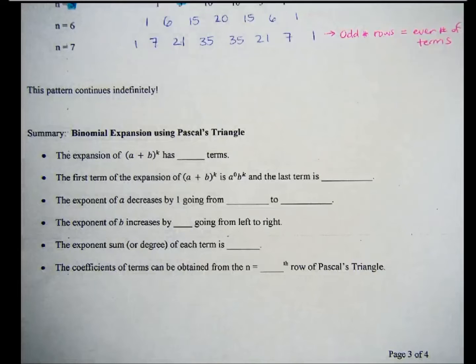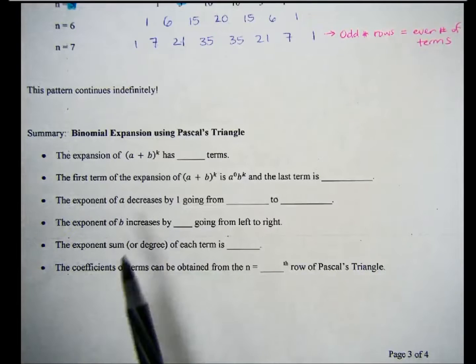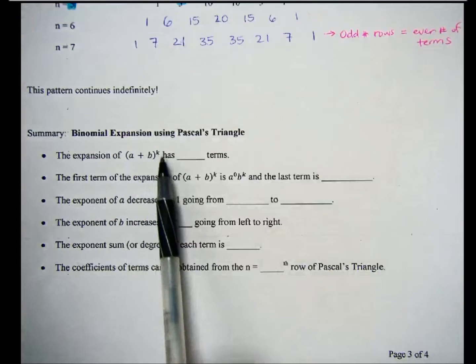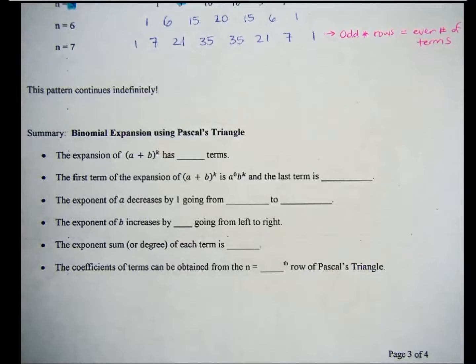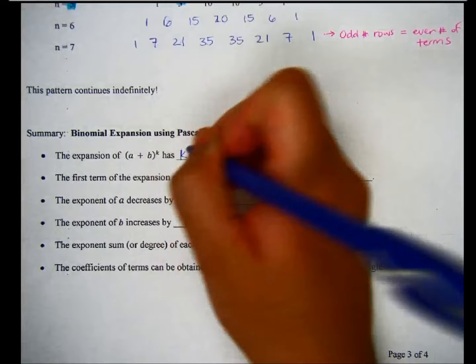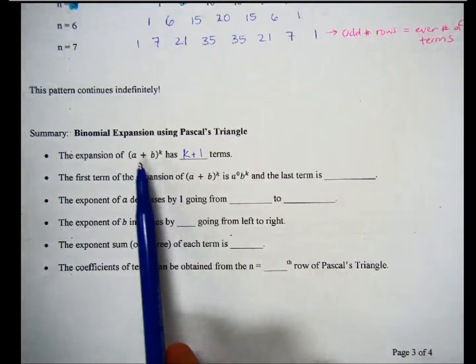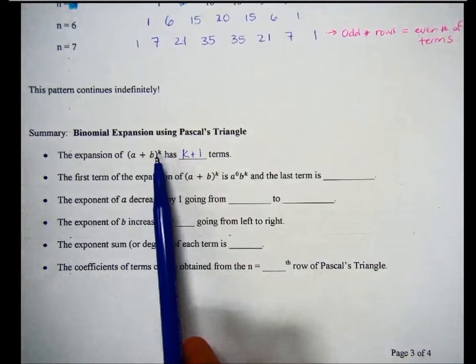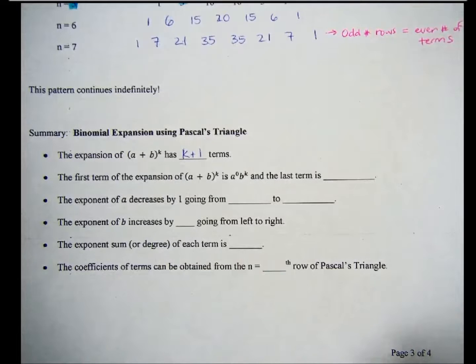Binomial expansion using Pascal's triangle. The expansion of a plus b to the exponent k is always going to have k plus 1 terms. So if the exponent is 4, then a plus b to the exponent 4, you're going to end up with 5 terms in the end.